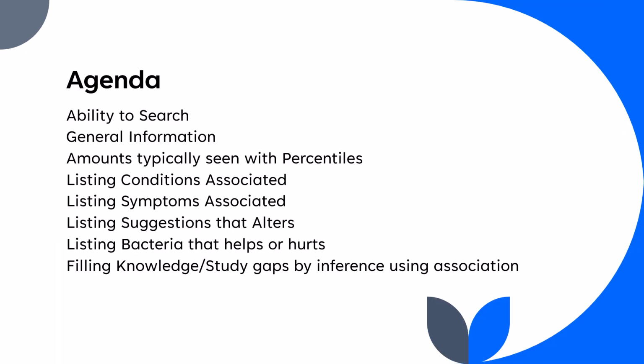Okay, so what I'm going to do is cover the ability to search for a bacteria, and part of that is the issue of bacteria changing names, and we fortunately addressed that issue. So generally, even if the name has changed, we still can find it by the old name. Then, how to get general information about the bacteria, and a chart showing what amounts are typically seen with the percentiles.